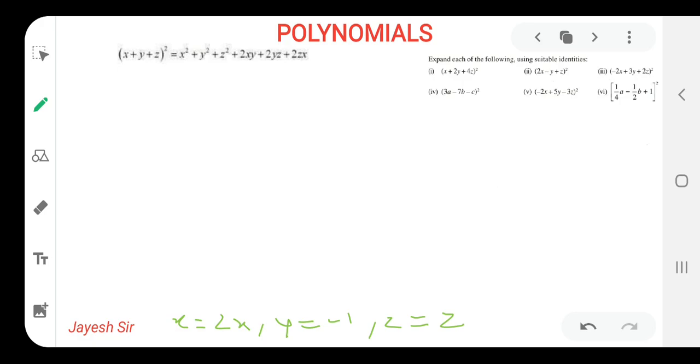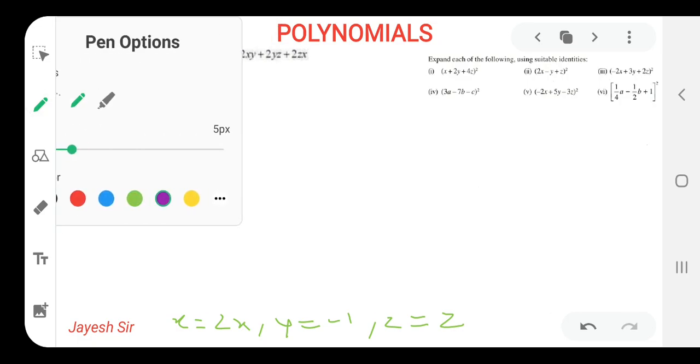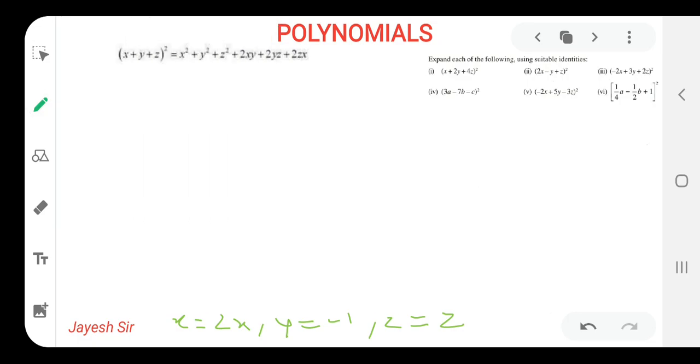Now we'll put the equation and try to solve it on our own. Now let's solve the right hand side of the given question. Value of x is 2x, so we'll do the square of 2x. We have to just put the value. I am putting the values in this. This is the right hand side. I'm just putting the value of x, y, and z in the equation, and we'll find the answer. I hope you all might be getting it. So now pause the video and try to solve on your own.